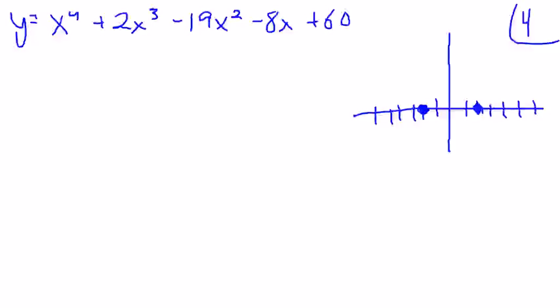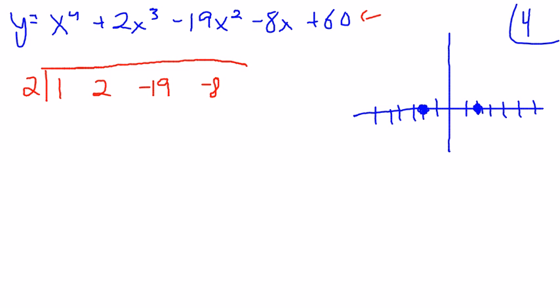So I'm just going to go ahead and write my 2. Go like this. And I'm going to divide it into this guy. To do that, my synthetic division is to do, I do 1 and the coefficient. So 2 minus 19 minus 8 and then 60.